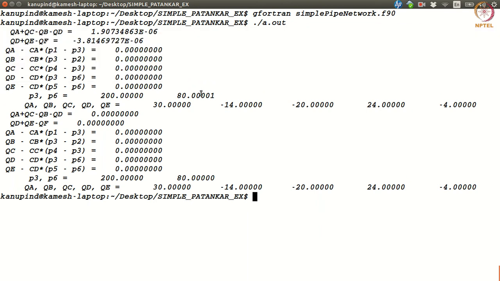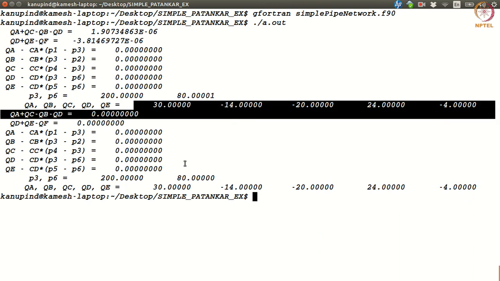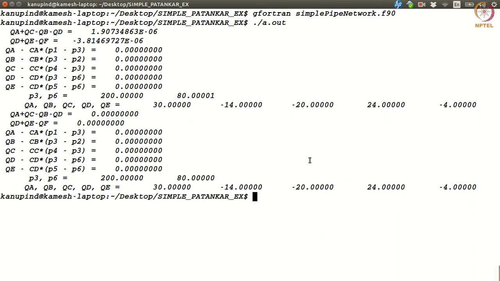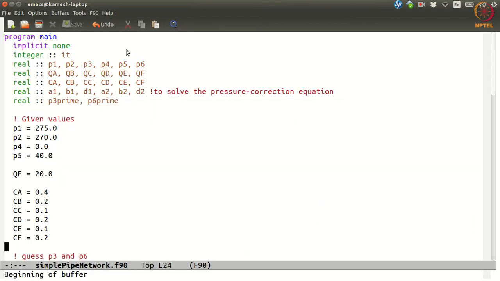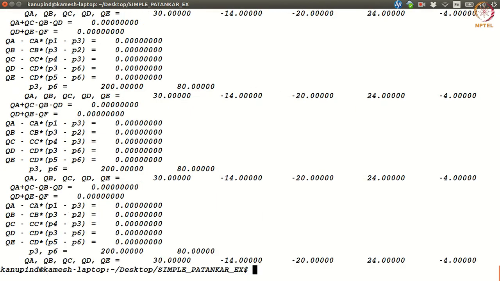And the pressures came out as 280, and the flow rates as 30, minus 14, minus 20, 24, minus 4, right? Although we have done another iteration, this is not required because the values actually do not change. These values are the same as these values we get here. This is because only one correction is required, because the problem is linear. There is no nonlinearity. As a result, the velocity corrections and pressure corrections satisfy both the continuity and momentum equations exactly after just one iteration. So you can have 5 iterations, but it doesn't make sense because it will just converge to the same value, right?